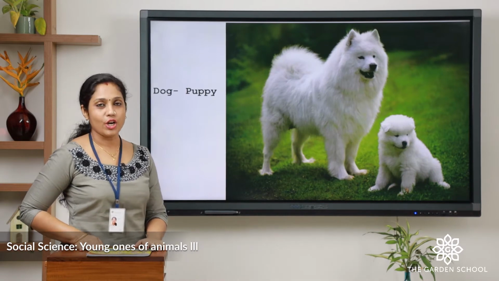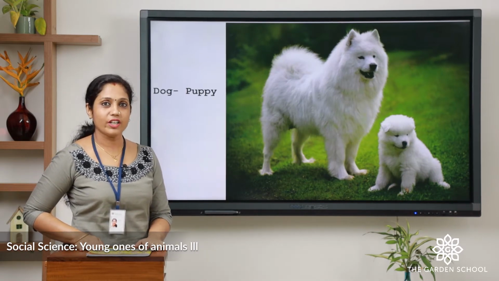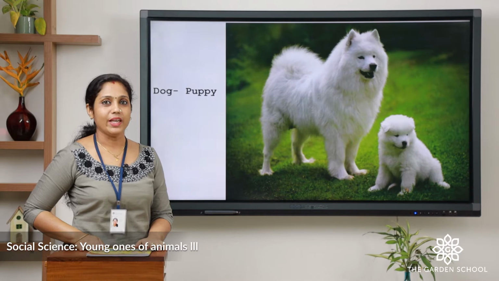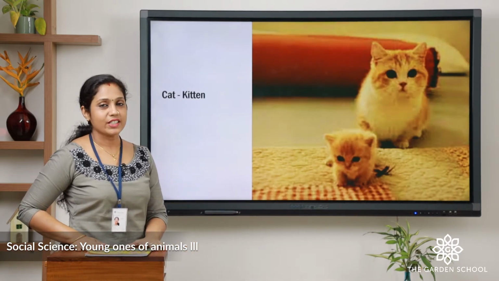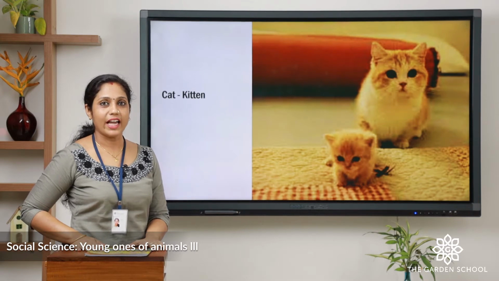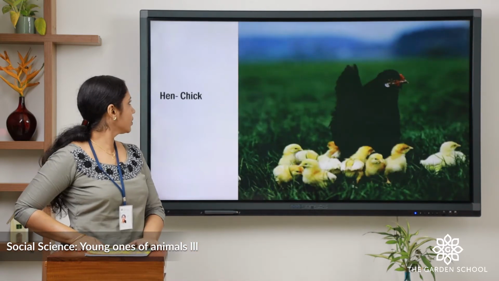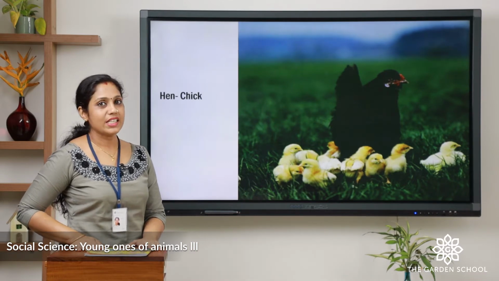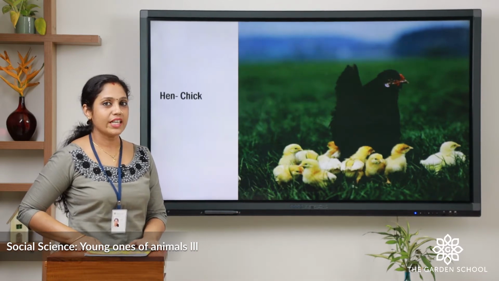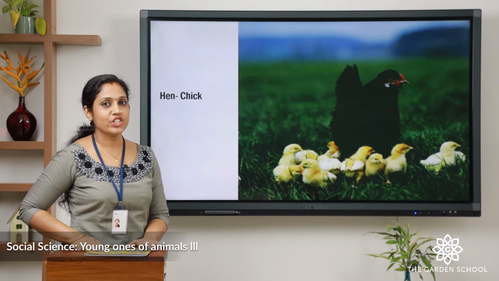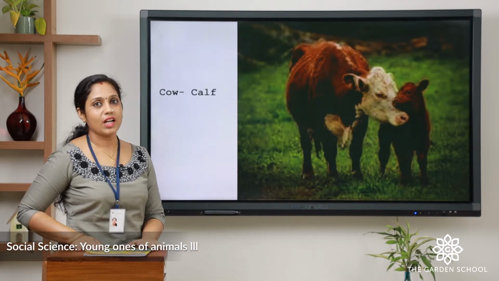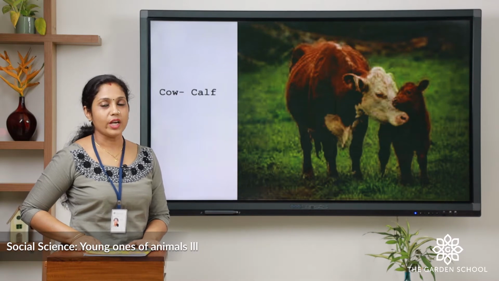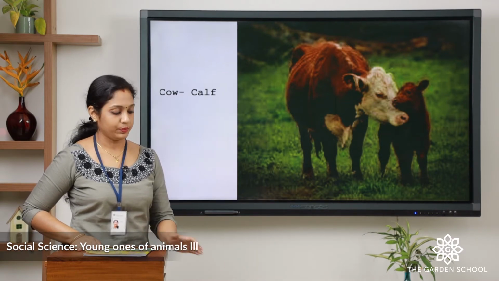It's a dog. And what do you call the young one of a dog? It's a puppy. This is a cat, and the young one of a cat, we call it a kitten. Here we can see a hen, and what is the young one of a hen called? Chick. This is a cow. The young one of a cow is called a calf.